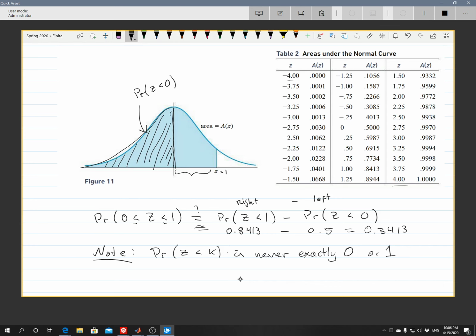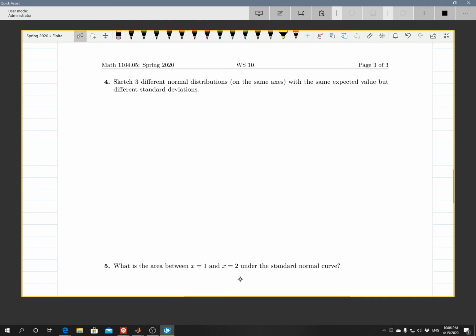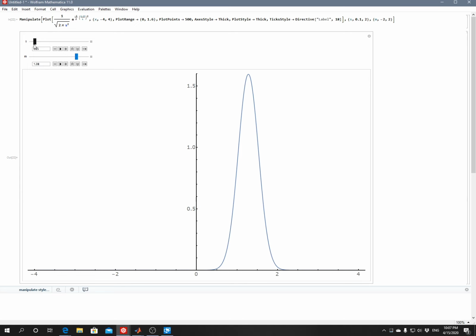Right. So let's do the worksheet questions now. There's only 2. Sketch 3 different normal distributions on the same axis with the same expected value but a different standard deviation. Okay, hopefully if you've watched the video up to now, you have an idea of how to do that. Recall what the animation looks like. You want to have the same expected value, so that's like its position right to left. And then we want 3 different standard deviations. This is higher standard deviation, this is lower standard deviation.